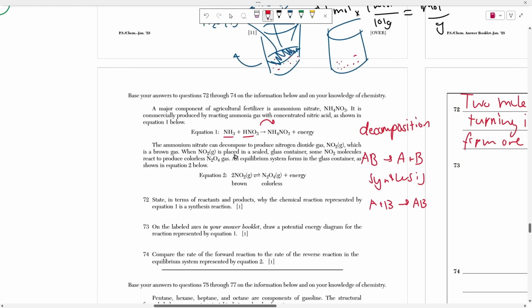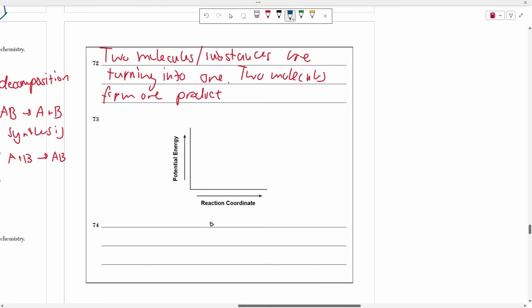Number 73 says on the labeled axes in your answer booklet, draw a potential energy diagram for the reaction represented by equation 1. All right, so this is going to be a reaction, and you have to map it based on the energy. Okay, so the energy here is going to be the y-axis, and the reaction coordinate is just over time. So you're always going to start off with a flat line. This flat line is going to represent the energy of the reactants. Okay, it doesn't matter where you draw this as long as you don't draw it all the way down here. All right, then what you need to do is draw a curve going upwards, just a bump. All right, it doesn't have to be crazy high, it doesn't have to be crazy low, just a bump. Okay, so in this case we can go bump and make sure that you go down a little bit.